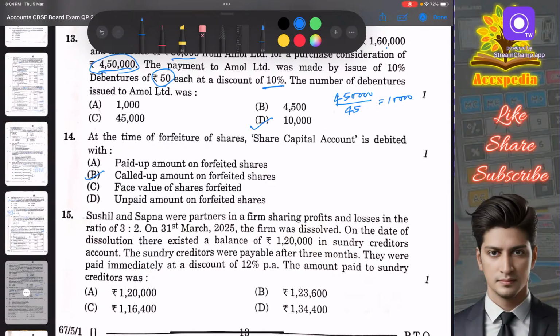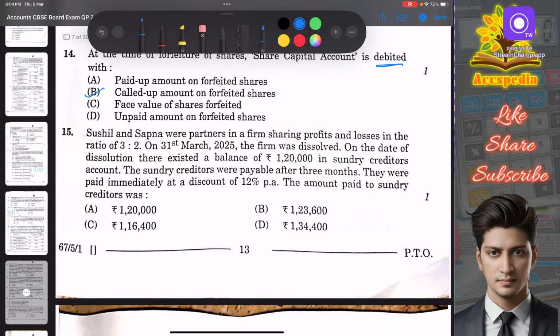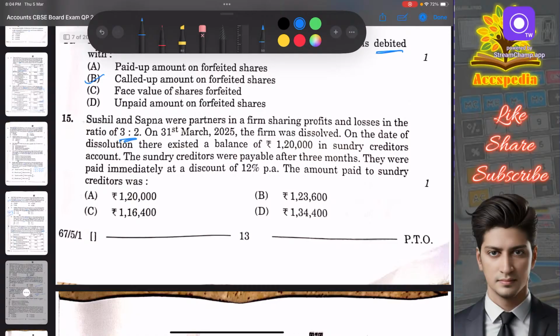So that's why only the called-up amount is credited to the share forfeiture account, which we have to debit at the time of forfeiture. Okay. Sushil and Sapna are partners in the profit sharing ratio 3:2. On 31st March 2025, the firm was dissolved.